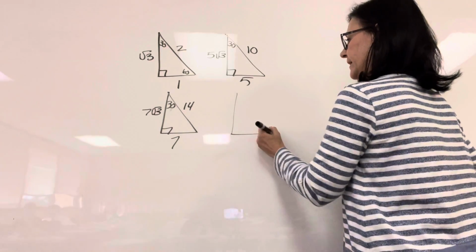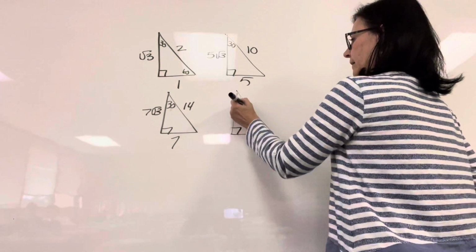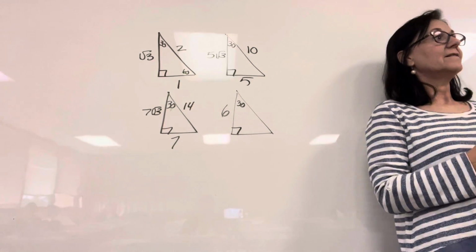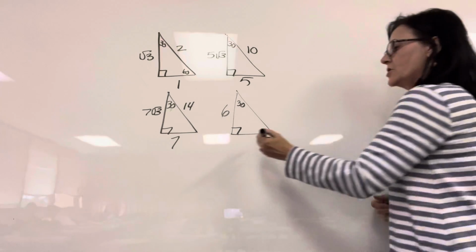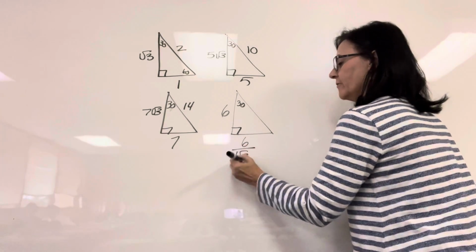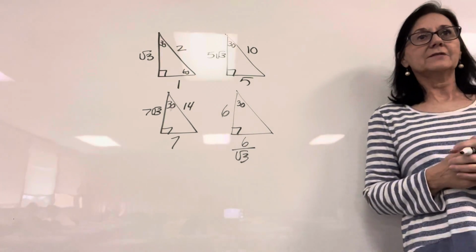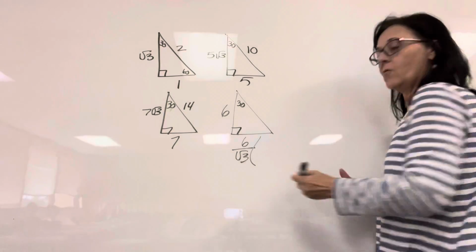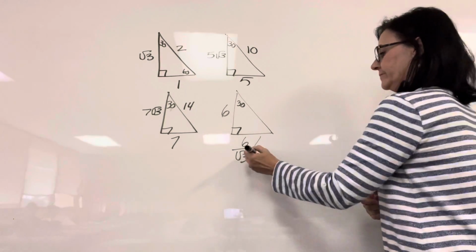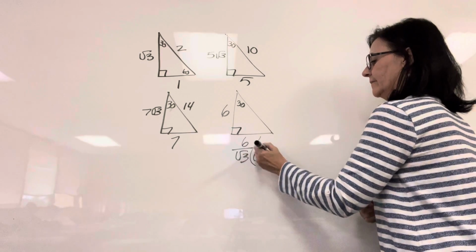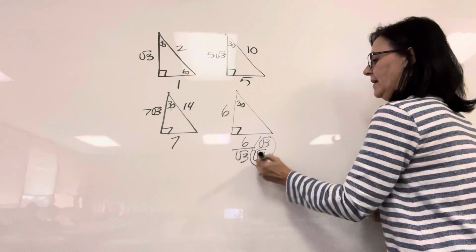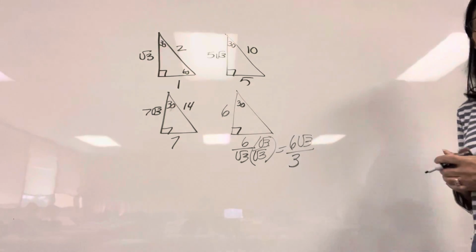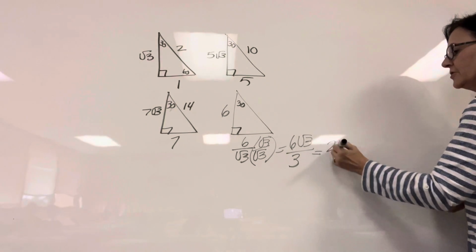Okay, now what if I begin here? Michael. Divide by square root of 3. So it's 6 over square root of 3, but we're in algebra. So what do we do? Simplify the radical. So how do we do that? Multiply both the numerator and the denominator by square root of 3. So we end up with 6 square root of 3 over 3, which is 2 square root of 3.